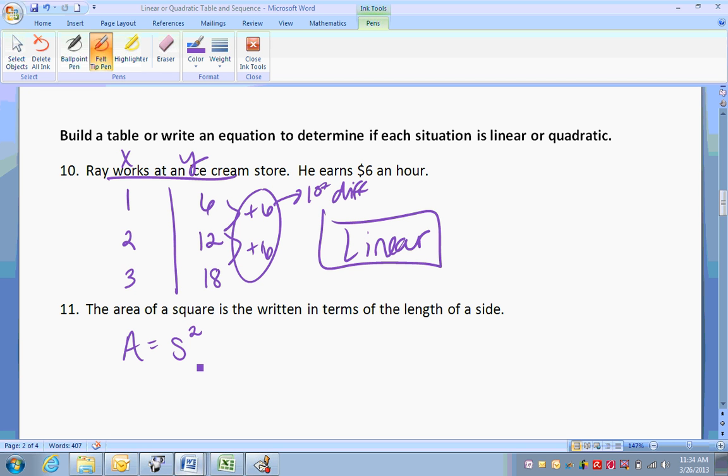Because they have a variable that is squared, this equation has a degree of 2. The highest exponent is 2. Therefore, it is quadratic.